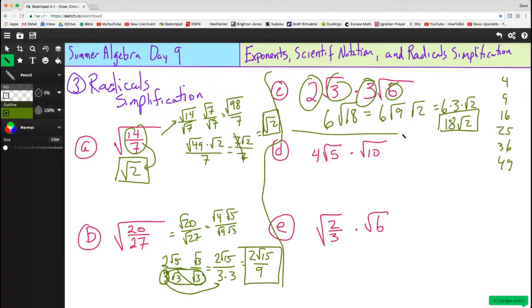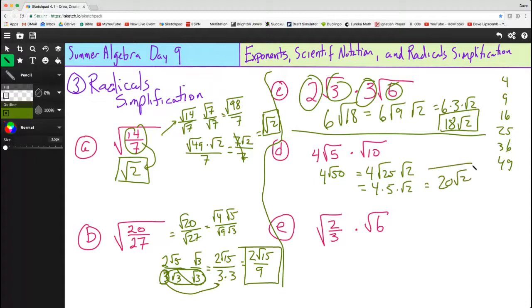Here on D, we get 4 root 50. Well, 25 goes into 50, so we go 4 times the square root of 25 times the square root of 2, which is equal to 4 times 5 times the square root of 2, which is equal to 20 root 2.